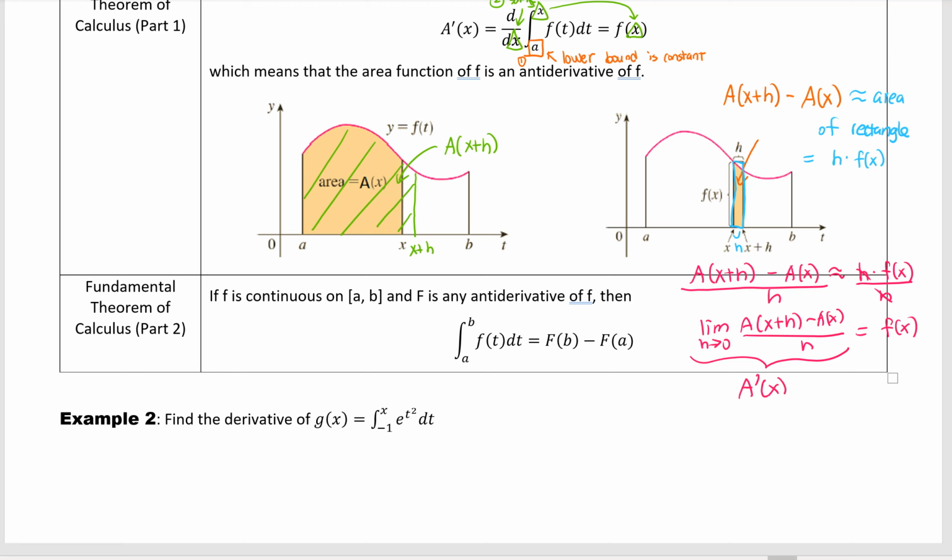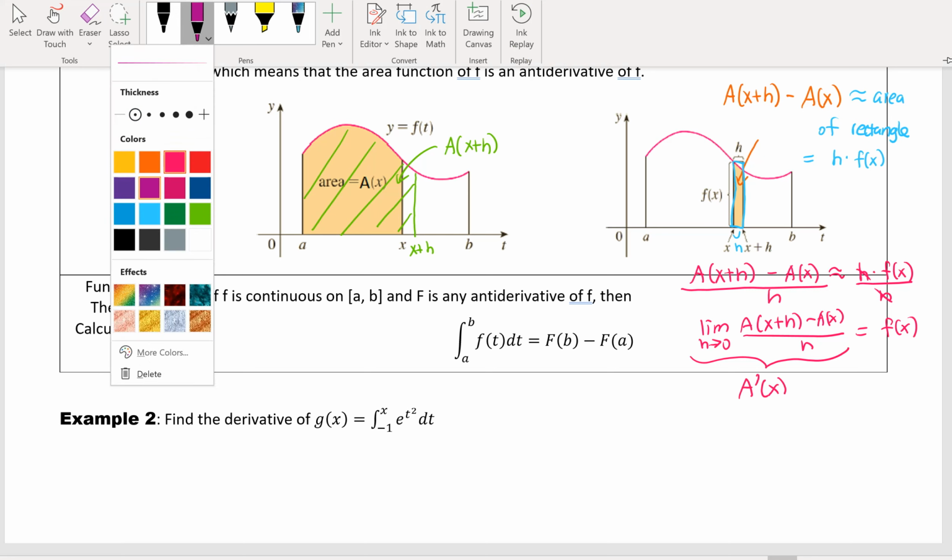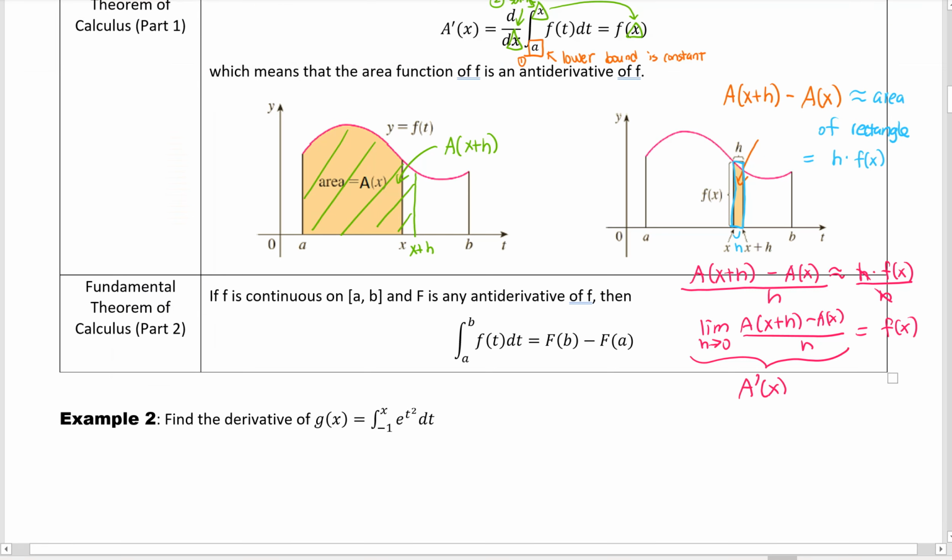So how do we prove that? Well, we know that the area function is an antiderivative. Suppose that F is another antiderivative. Then we have two antiderivatives. What's the relationship between two antiderivatives? They differ by a constant. So we know that capital F is the area function plus a constant, right?